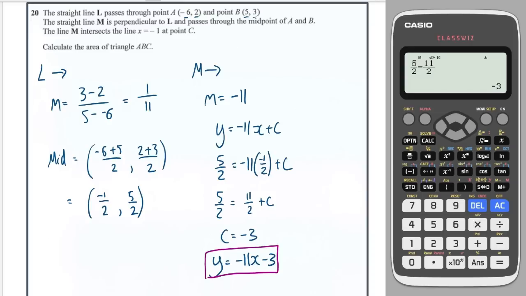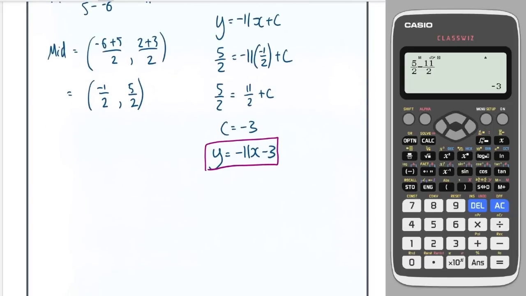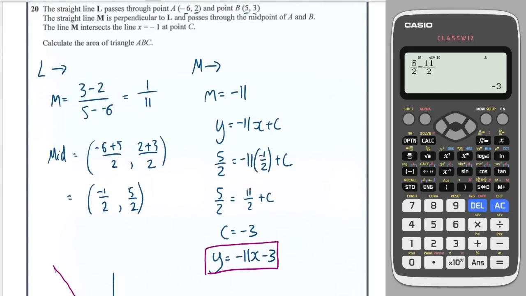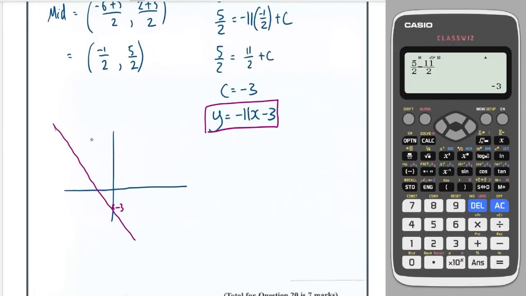Now what are they asking? The line M intersects the line x equals minus 1 at the point C. Okay, so let's just draw a little picture just to see what's going on here. This purple line has a negative y-intercept at minus 3. It's also got a negative gradient of minus 11, so it's going to look something like that. And we're told that it intersects the line x equals minus 1, which will look something like this, let's say. So that's the line x equals minus 1.